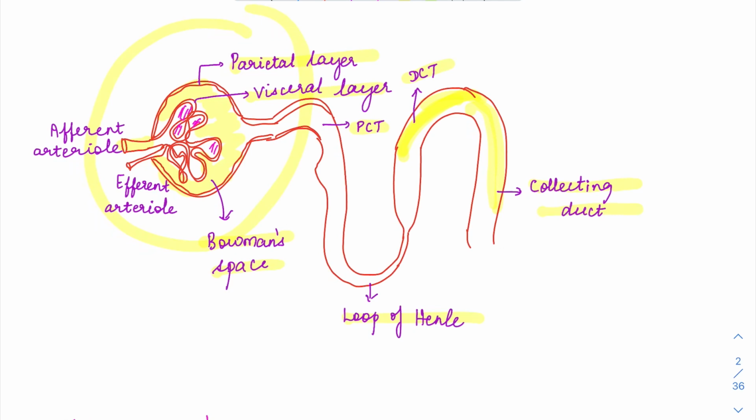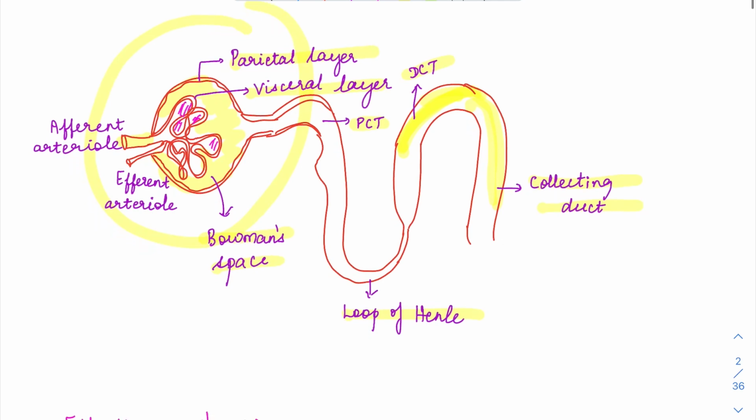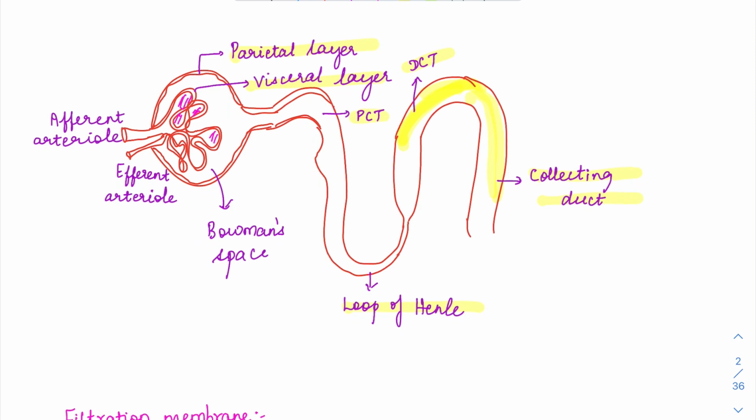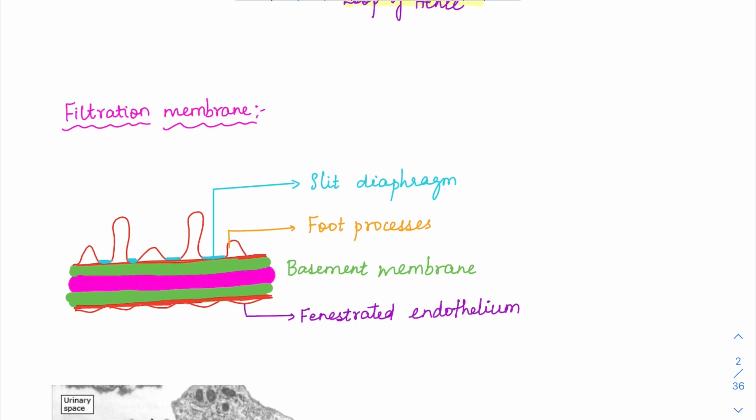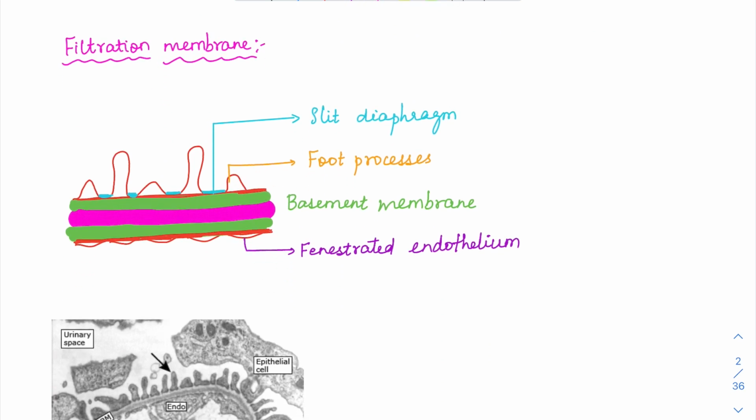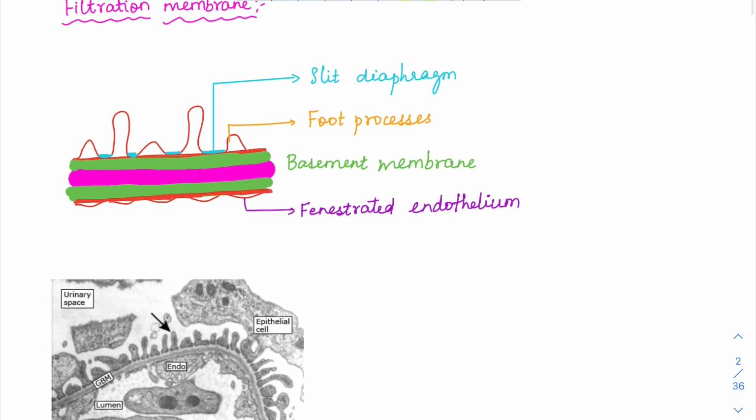Let's see the filtration membrane in detail. This filtration membrane is this part of the membrane, and I am going to draw it in detail. It is a tri-layered membrane wherein the normal filtration of urine happens. The first layer is the layer of foot processes. This is the outermost layer, also called the podocyte layer. These are nothing but the visceral layer of the Bowman's capsule.